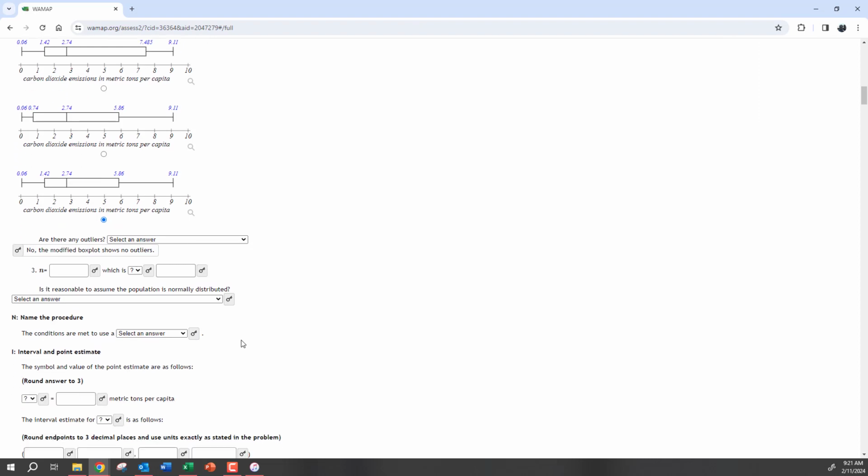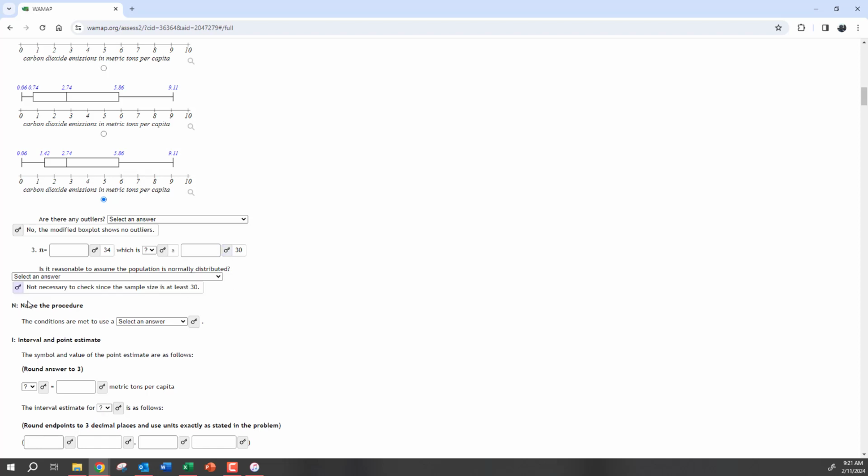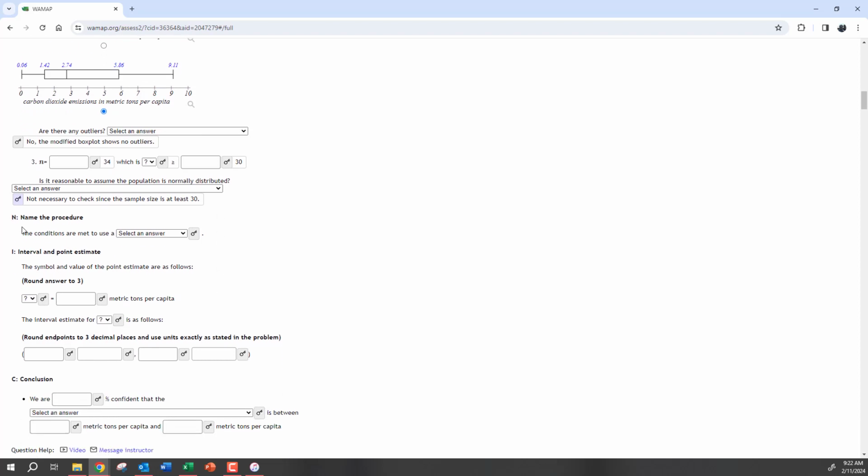Okay, so then that tells us that our sample size, right, is 34. That's what I told you before when we looked in Excel, which is, right, greater than or equal to 30. So we're checking the next assumption. So is it reasonable to assume the population is normally distributed? Not necessary to check since the sample size is greater than 30, right? You can never assume the population is normally distributed. That's something you have to kind of know. Okay, so now we've checked all the conditions, all the assumptions.